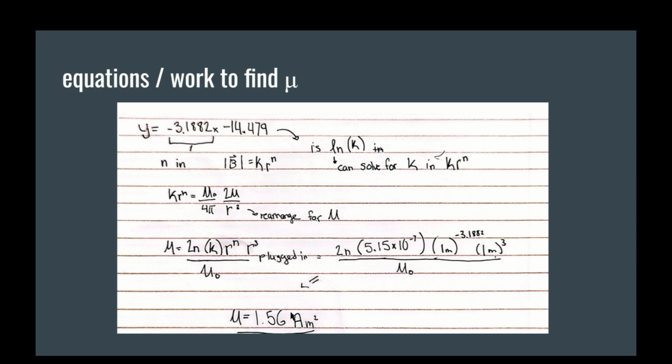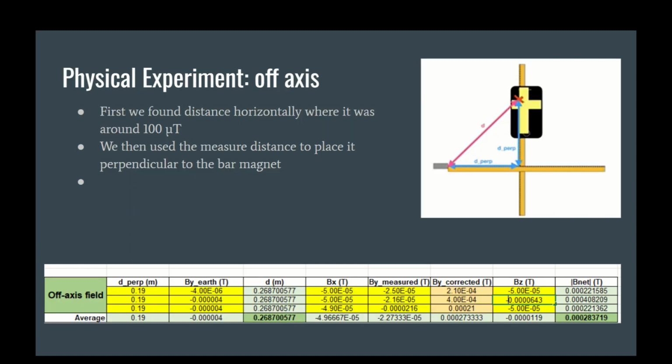Then for our off-axis measurement, we moved essentially on both axes. We first had to find the distance horizontally, where it was around 100 microteslas. We then used this distance and placed it that same exact distance upwards, which means we essentially have a right triangle where we know this angle here. That allowed us to solve for d.